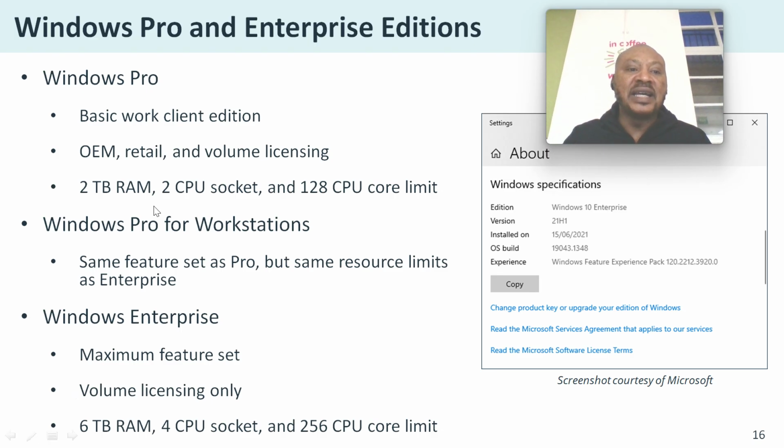So now it's telling us that Windows Professional can take 2 terabytes of RAM and 2 processors, two CPU sockets. It can support a motherboard that has 2 processors, and a 128 CPU core limit. So it supports all these. Now, Windows Professional for Workstations has the same features as Pro, but the same resource limits as Enterprise.